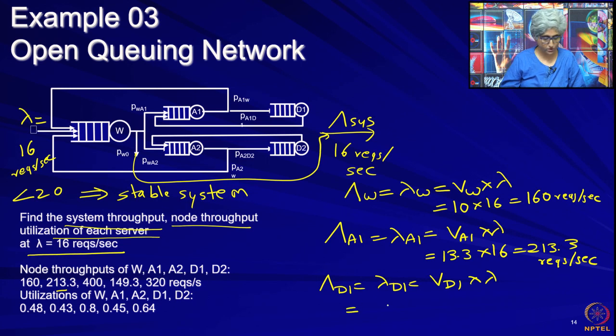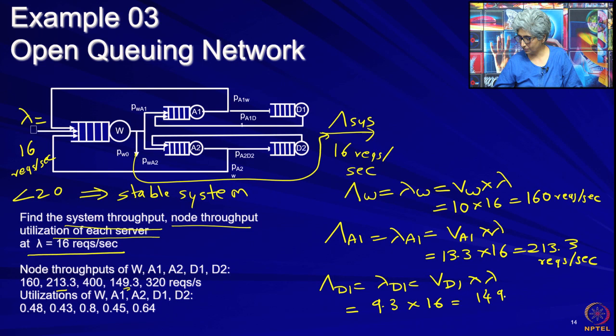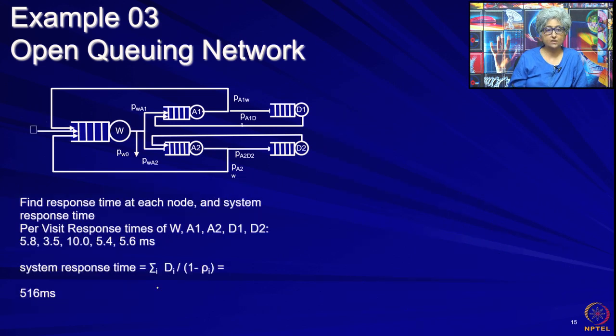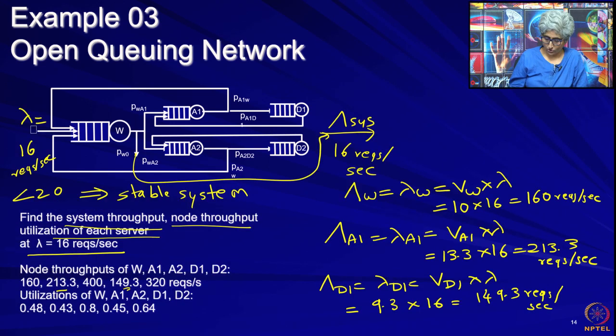So the number of visits to D1 is 9.3 multiplied by 16, so that is around 149.3 requests per second. Now with these things we can also find out the utilizations. So what are the utilizations going to be? Let us do one or two here.